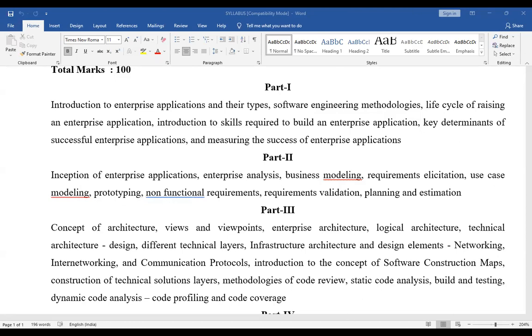Firstly, I will give you a brief view of the previous lecture, then we will proceed with our unit 1.